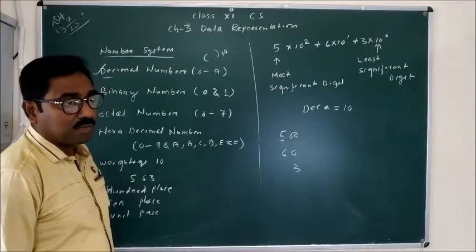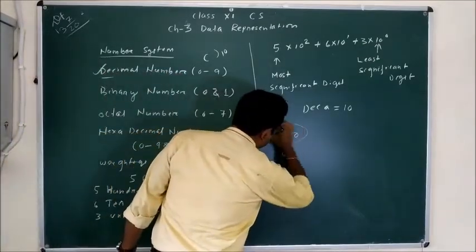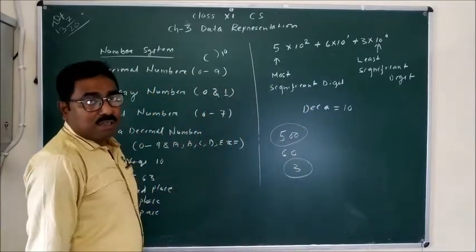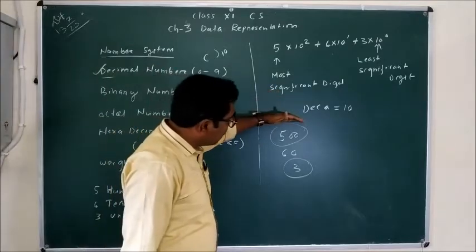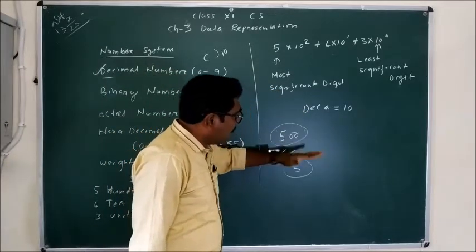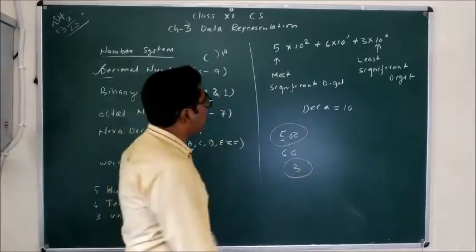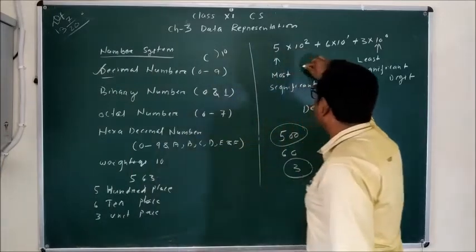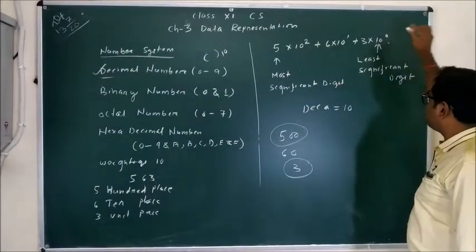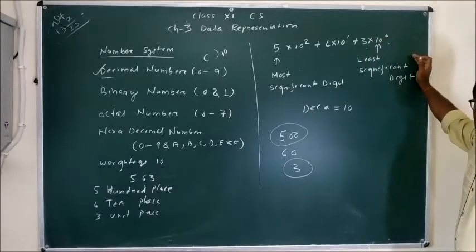563 is the number. Now from this, the most significant number is 500 and the least significant number is 3. The most significant or the most weighted number is 500, the least significant or least weighted number is 3. So what happened here: the 5 is known as the most significant digit, whereas the 3 is known as the least significant digit.